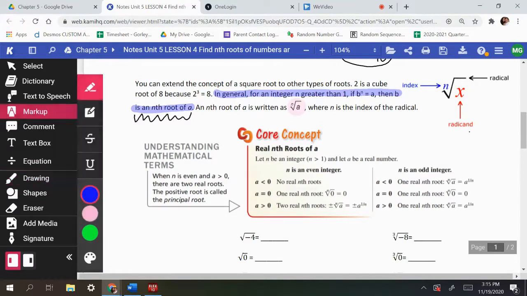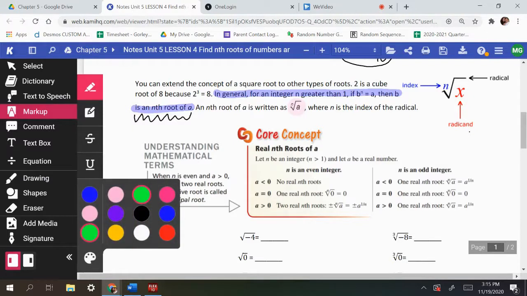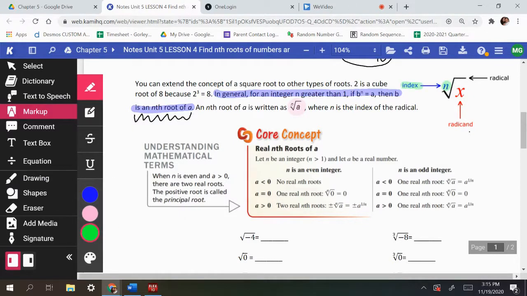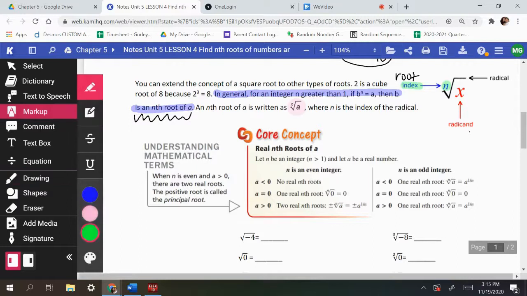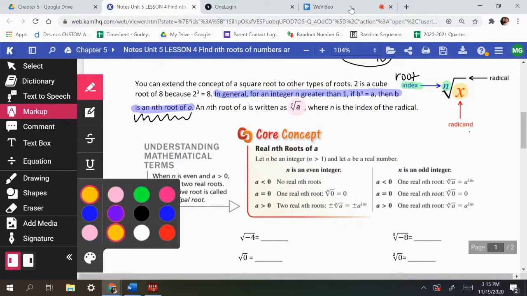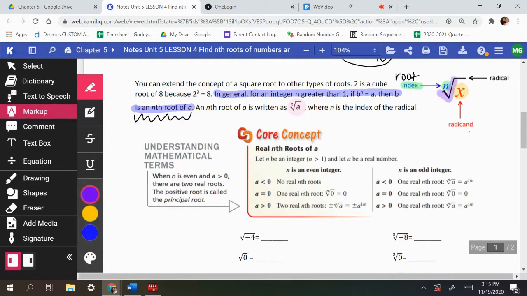Just talking about some vocabulary here. Your index is your root. Okay, so another name for index is your root. Your radicand is just what is underneath the radical. So whatever's underneath the radical is called your radicand. And then the actual symbol is called your radical sign. So you could have square roots, cube roots, fourth roots, fifth roots, etc.